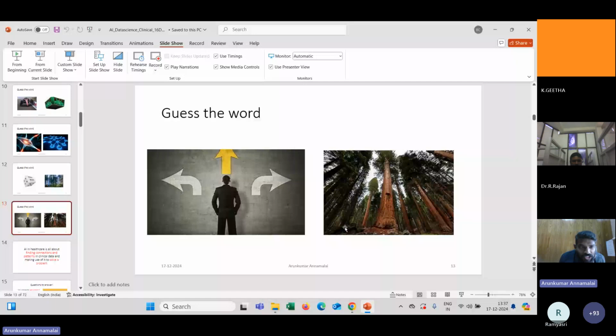Decision tree. Decision tree, perfect. Fine. So now let's get into the session.